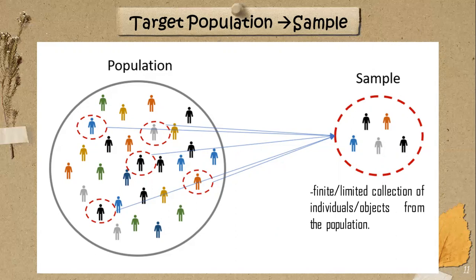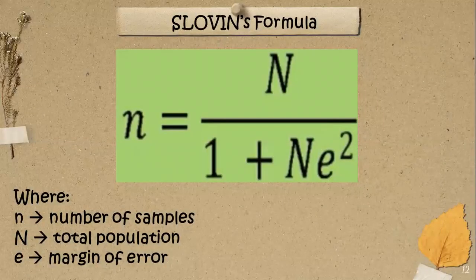Okay, we have a solution here. There is a formula that you can use. We can use the Slovin's formula, where n is equal to the number of samples, that's the small letter n, and the capital letter N equals the total population, and the small letter e is the margin of error.